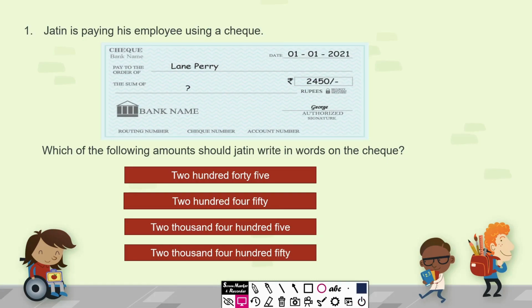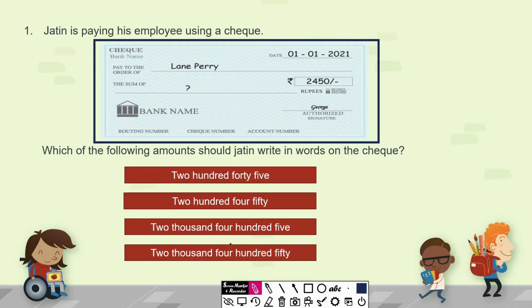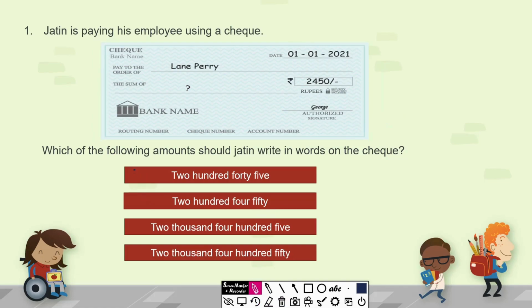Oh, have you ever seen a check? A check looks like this. We mention the name of the person, the amount which we need to pay, and the date. Through this, we can also give money to someone. So, which of the following amounts should Jatin write in words on the check? Here he needs to write the amount in words.